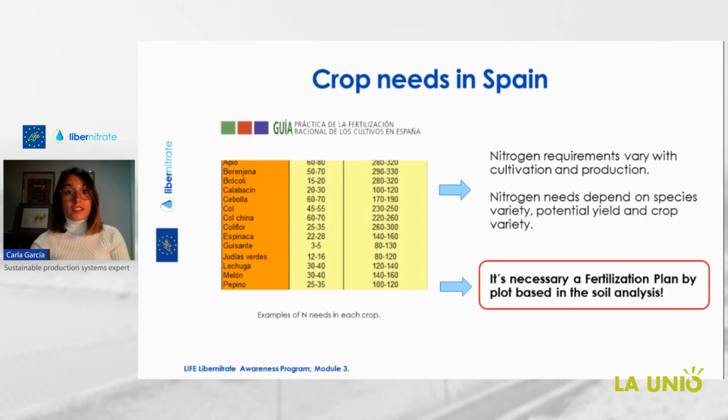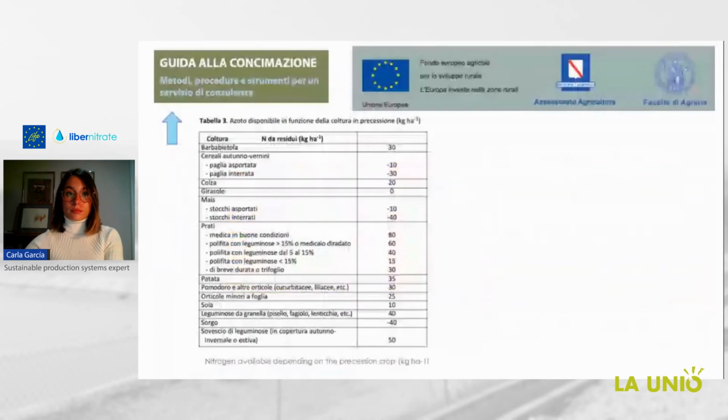In winter cereals, it is more important in the tillering stage and stem elongation, while in tree crops, the needs are maximum during flowering and ripening of the fruits. This is just to clarify that each country has its own guide.